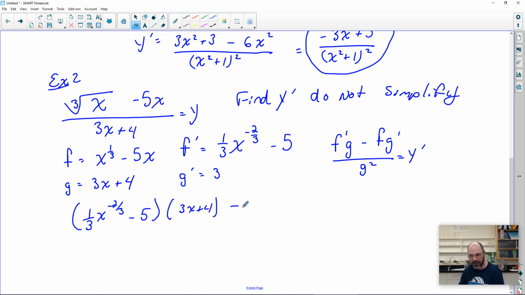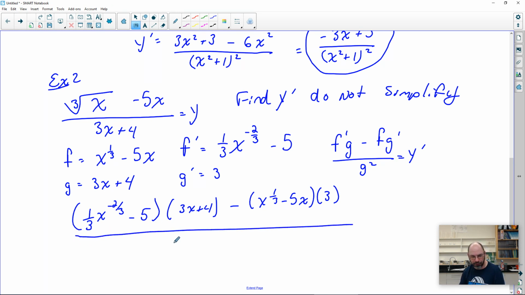And we're going to subtract f, which was this here, x to the 1/3 minus 5x, times 3. Now we could expand that out if we wanted, but it's not going to help in terms of simplifying anything here. And we finally have 3x plus 4 squared. And that's going to be our y prime.